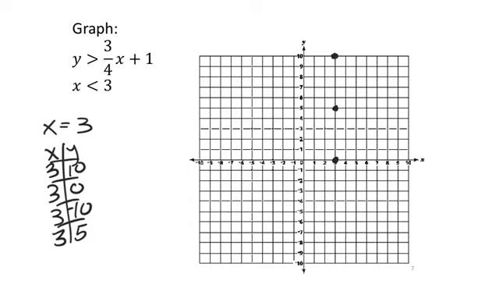So it doesn't matter which ones you choose, and hopefully you remember now that when you get an x equals equation, then it's a straight up and down line. It has no y-intercept either. Now this line though, it's not equal to 3, which means that it's going to be a dashed line, right?